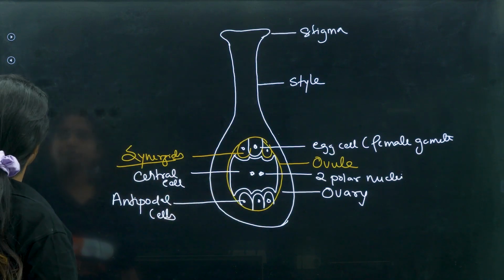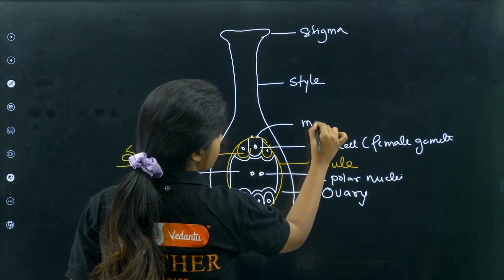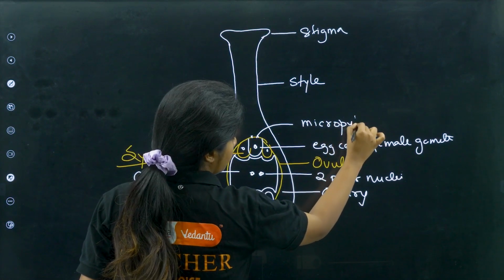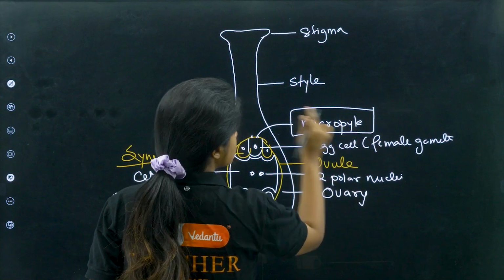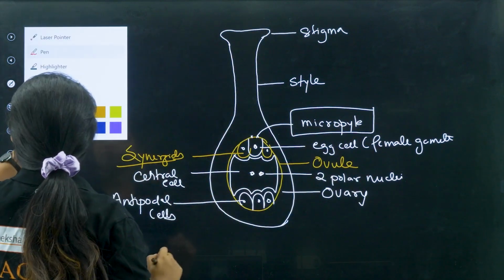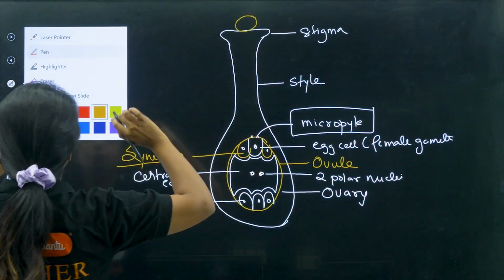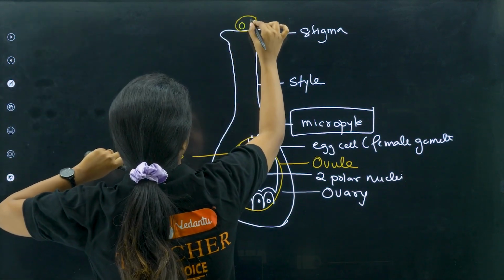Now listen to me. Over here there is an open region which you call the micropyle. Remember this. The micropyle is the opening so that the pollen grains can come. Now, the pollen grain came and landed over here. The pollen grain has 2 gametes.